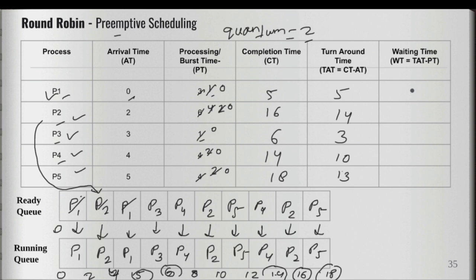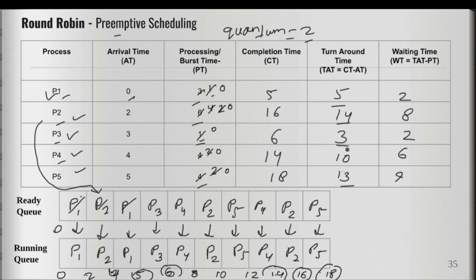Okay, and then waiting time will be TAT minus PT, which means turnaround time minus processing time. So 5 minus 3 is 2. 14 minus 6 is 8. 3 minus 1, 2. 10 minus 4, 6. 13 minus 4, 9.